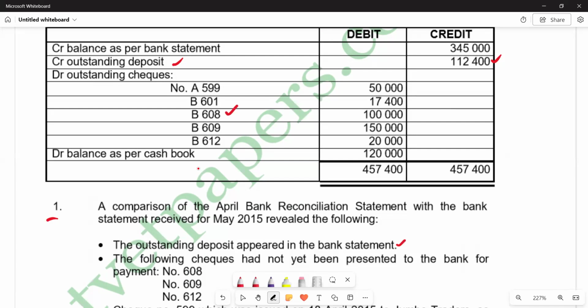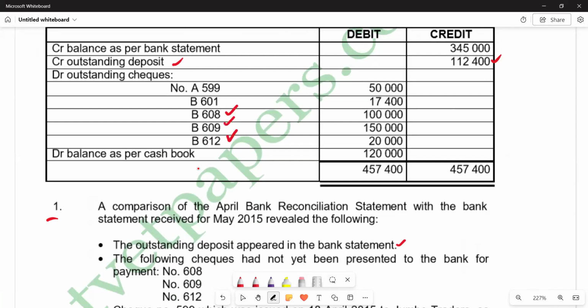and also we have got 609, and also we have got 612. So these are the 3 checks that we are saying are still not presented for the current period. So what we are saying is for the current period, they have to appear again on the bank reconciliation statement, since they haven't appeared yet on the bank reconciliation statement.